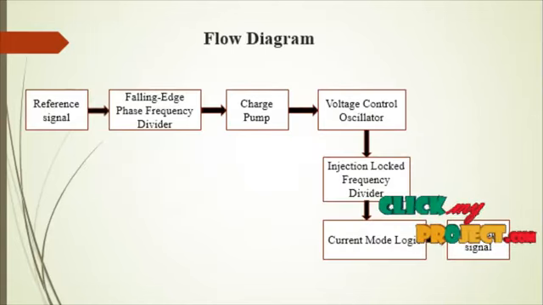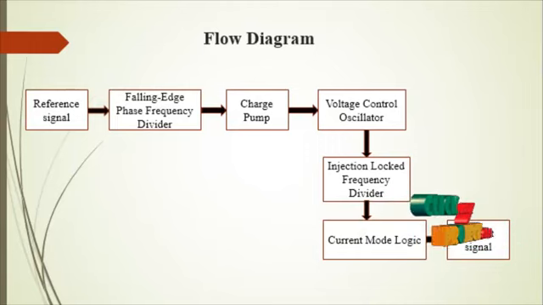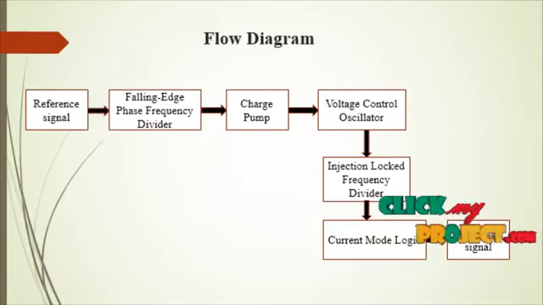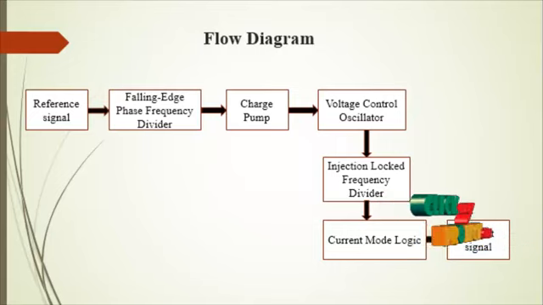Now we are going to discuss about the flow diagram of our product. In our product, we are using four different modules to implement our product successfully. The four modules are falling edge based frequency detector, charge pump, voltage controlled oscillator, and current mode logic functions.